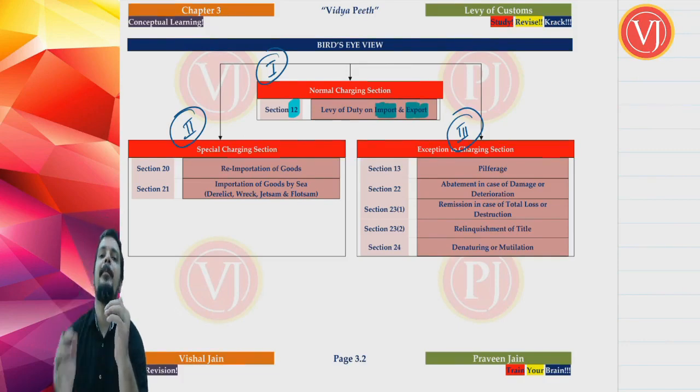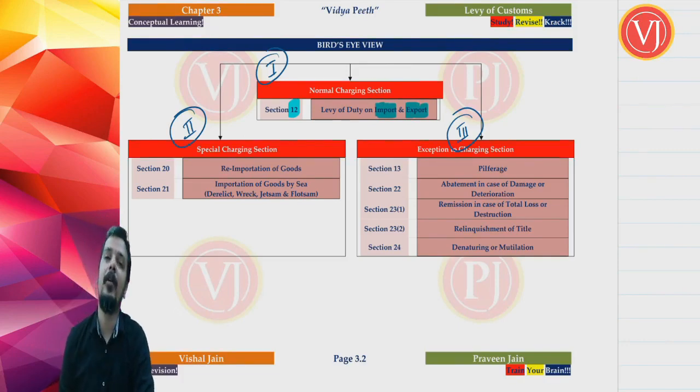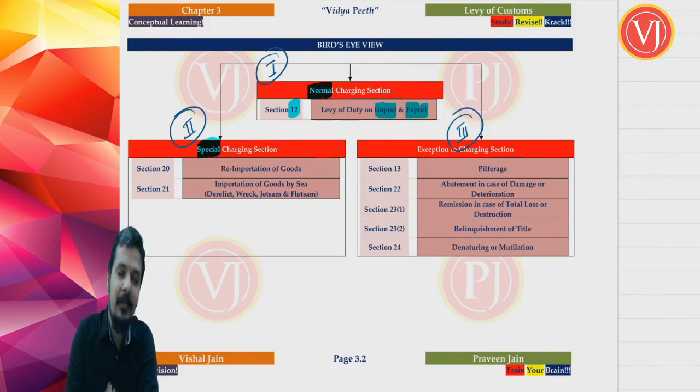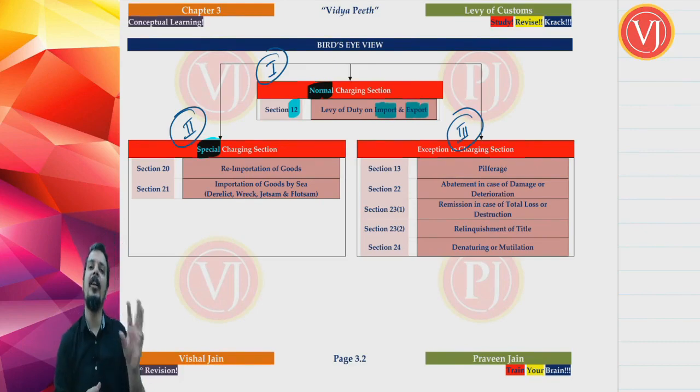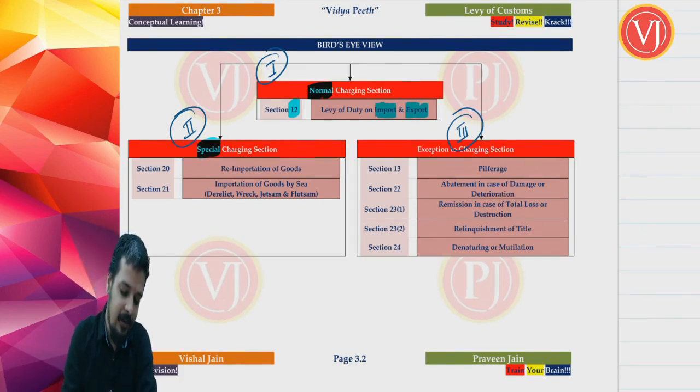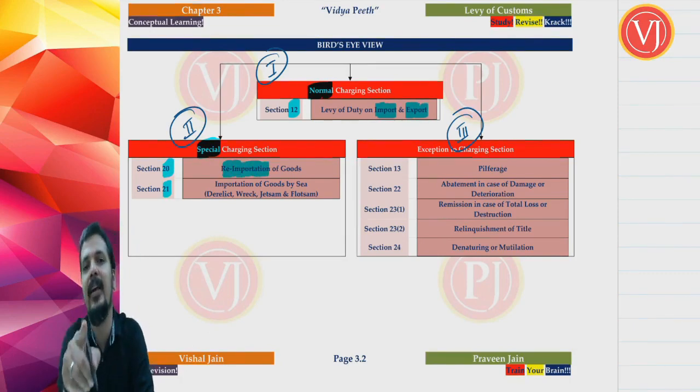Now, the second subtopic of this chapter, we are going to discuss special charging section. We have given the heading as special charging section, but I will repeat, friends, there is nothing called special charging section strictly in customs. Why we have kept the name as special charging section? Once we discuss that, you will understand. Special charging section is section 20 and section 21. Section 20 talks about re-importation of goods. So at the time of re-importation of goods also customs duty is levied, it is clarified there.